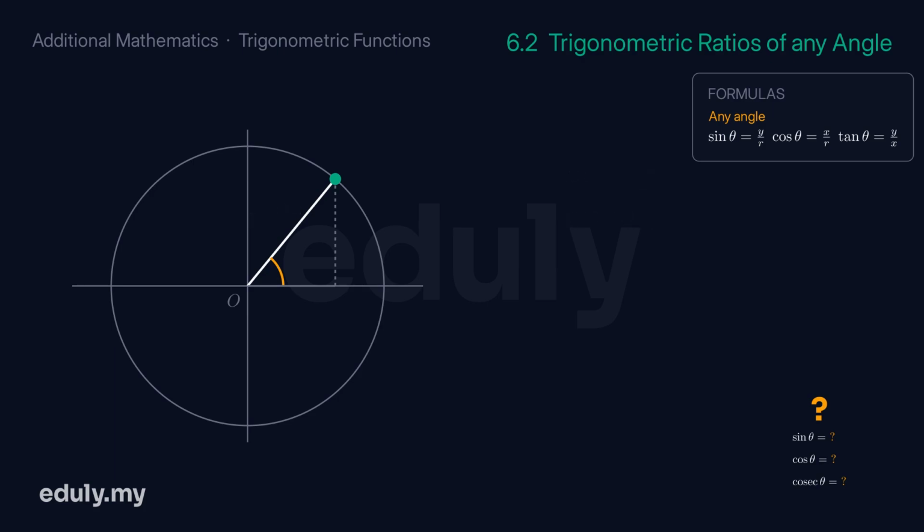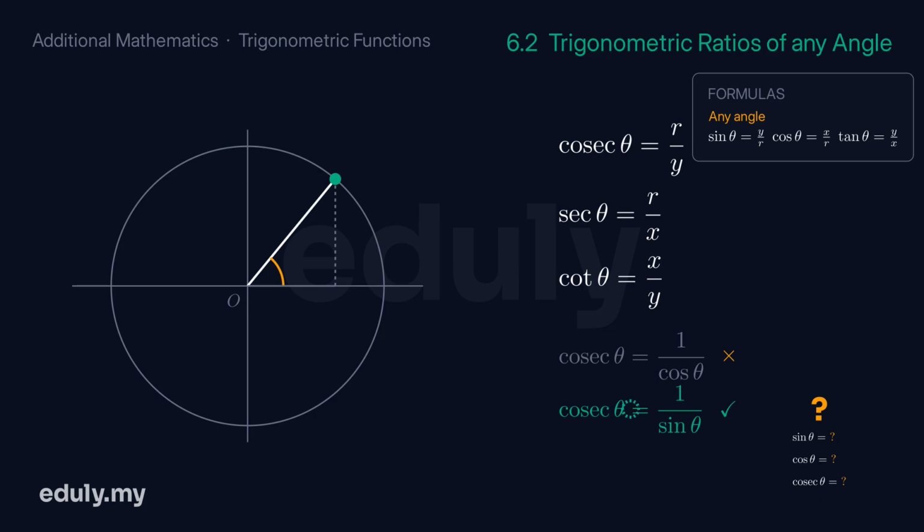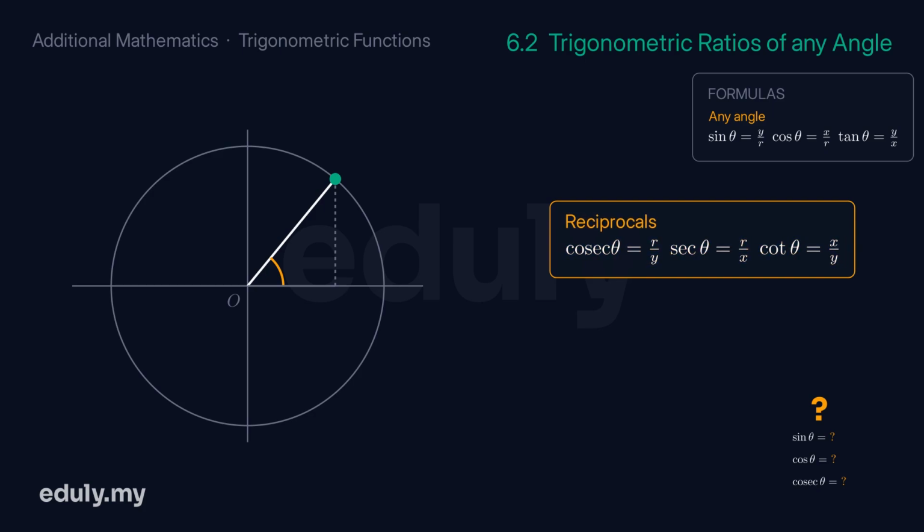3 more ratios, and they are just these fractions flipped upside down. Flip sine and you get cosecant, r over y. Flip cosine for secant, r over x. And flip tangent for cotangent, x over y. One warning, cosec sounds like cos, but it belongs to sine. Cosec inverts sine, sec inverts cosine. All 3 go on the shelf. Cosec r over y, sec r over x, cot x over y.